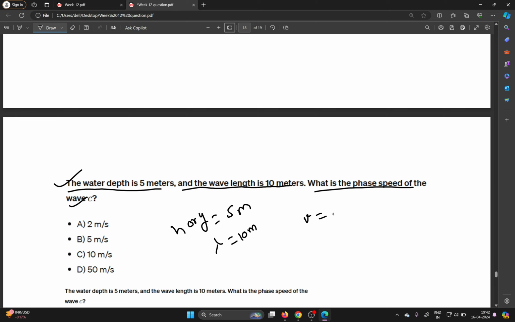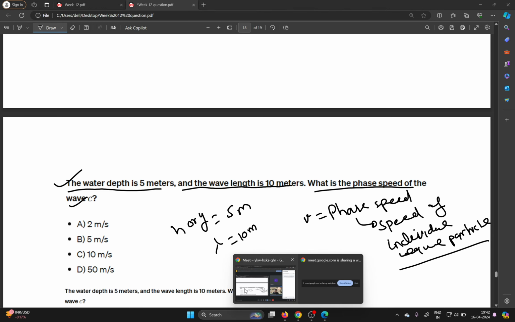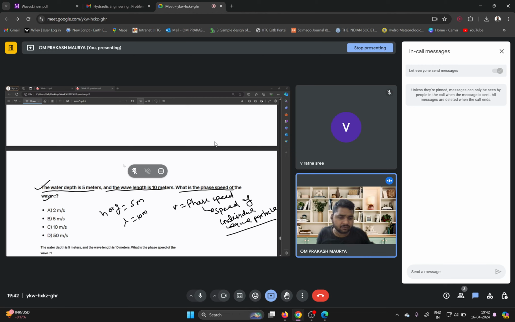Phase speed is nothing but the speed of an individual wave, as opposed to the group. I think we have discussed already the phase speed and the group speed of the wave. So please try to give the answer of this question. Very easy question. Within 2-3 minutes if you want to give.